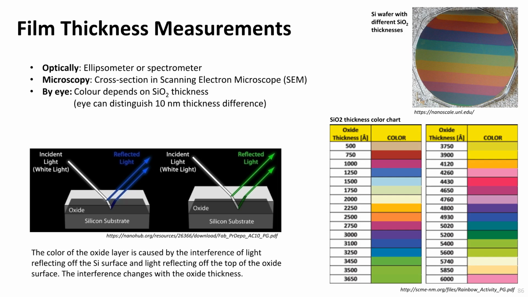The same colors are visible on the rainbow-colored silicon wafer. Each color represents a different silicon oxide thickness. A color thickness chart can be found by the furnaces inside the cleanroom.